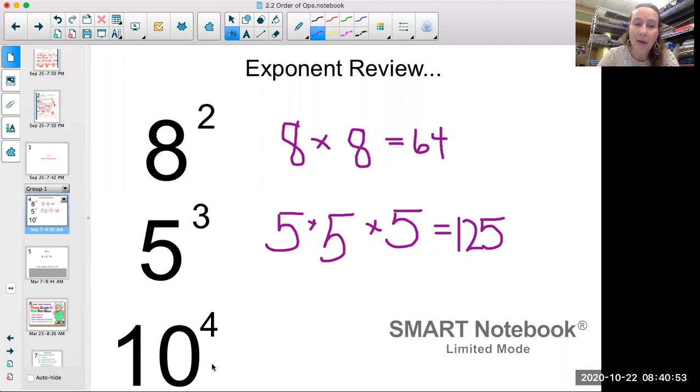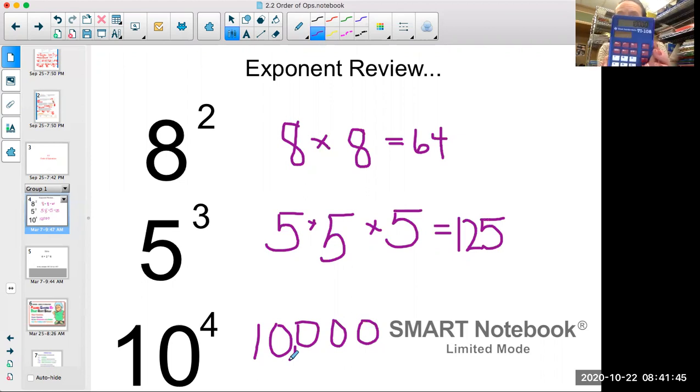Then we have the power of 10. And we learned that this little exponent here is going to tell us how many zeros we have with that 10. So we can just say right here that this power of 10 is that one with the 4 zeros. 1, 2, 3, 4. Count back 3, put in your comma. And what is 10 with an exponent of 4? 10,000. Now you can do that in your calculator to check it. If we do 10 times 10 times 10 times 10, you'll see on your calculator that you get 10,000. So that's how we are using the exponents.